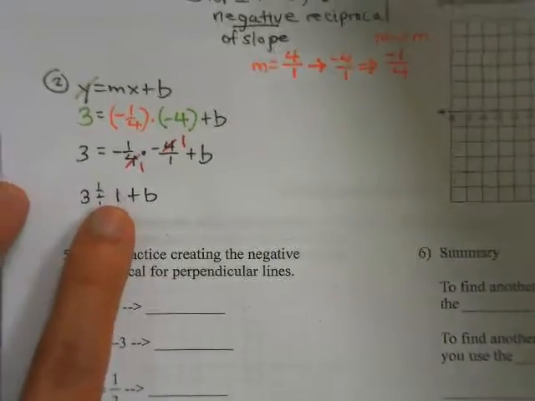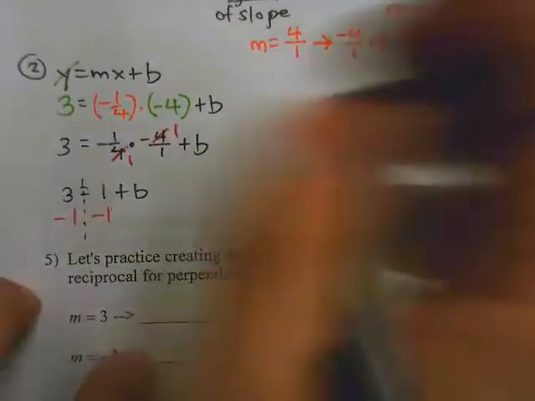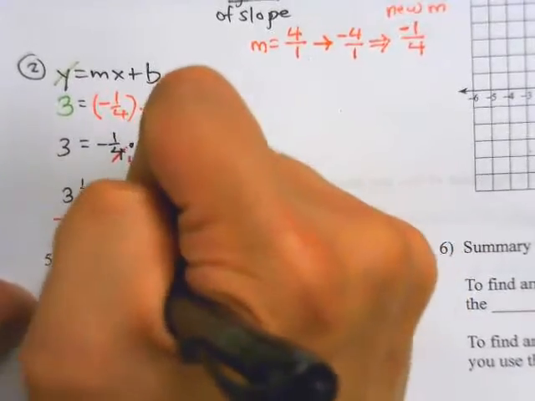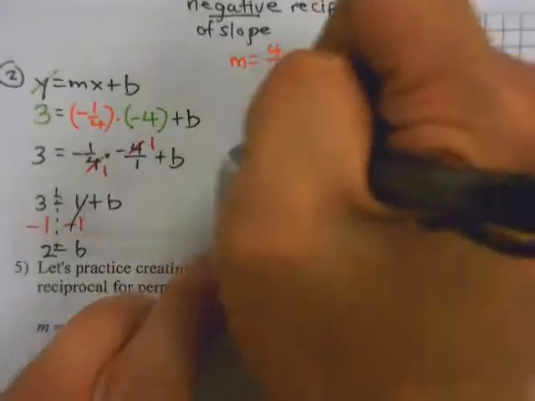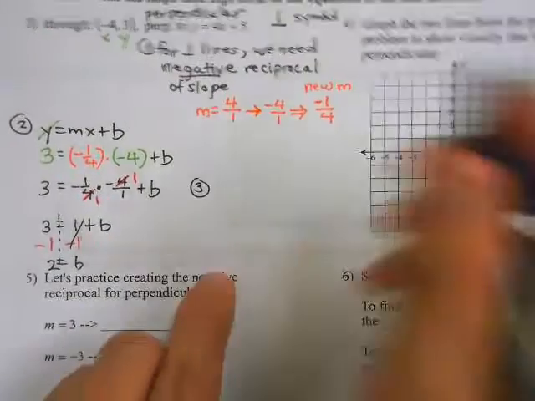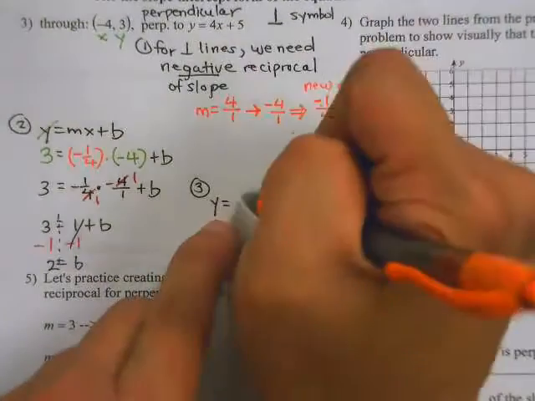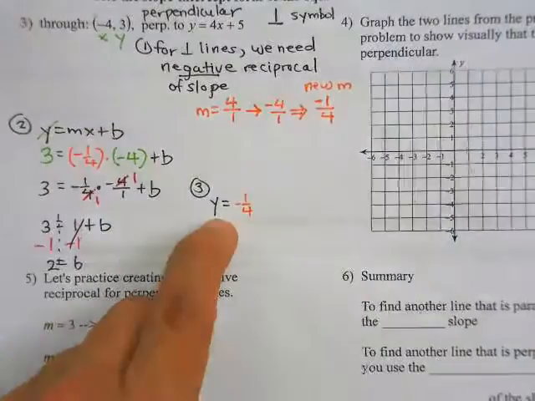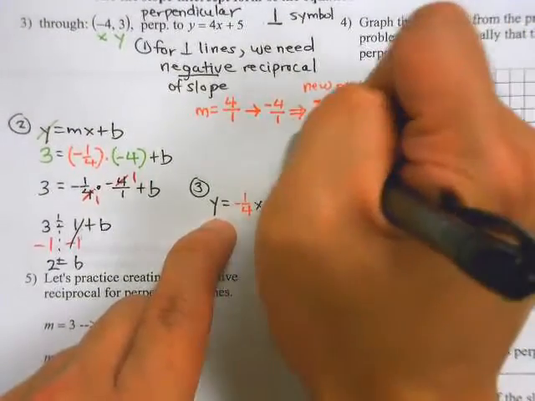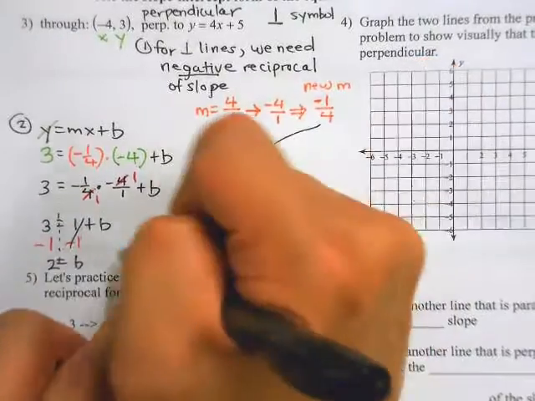What's the opposite of positive 1? We're going to subtract 1 on both sides. b is equal to 2. You had told me we're not done. What is the final answer? y equals negative 1 over 4 x plus 2.